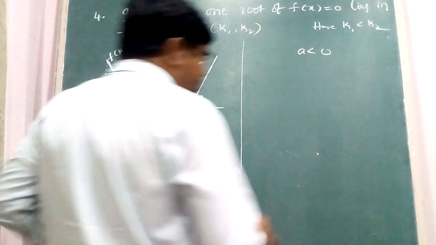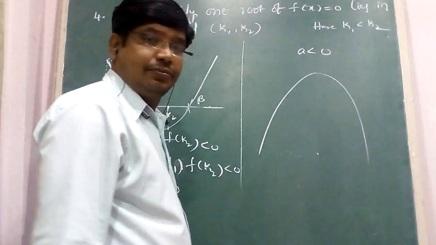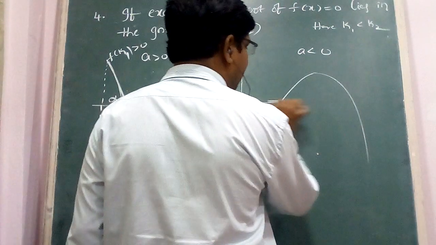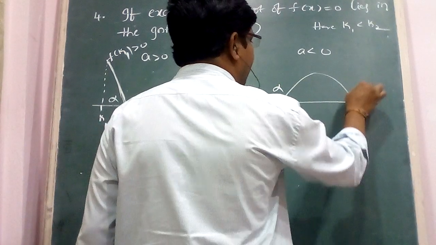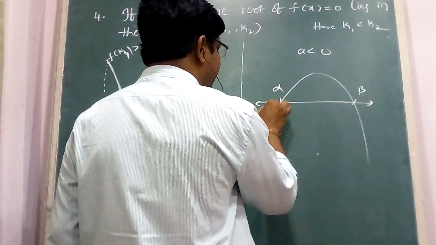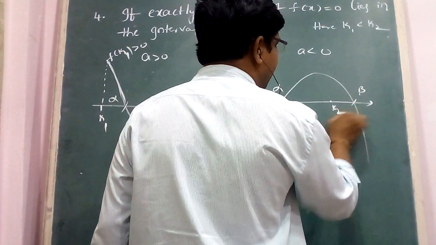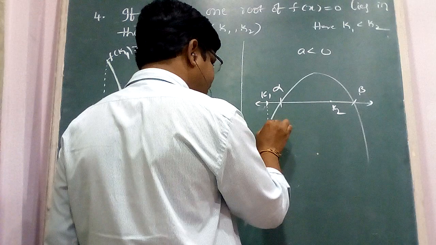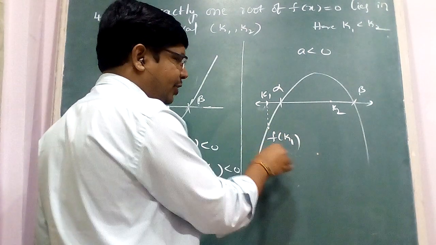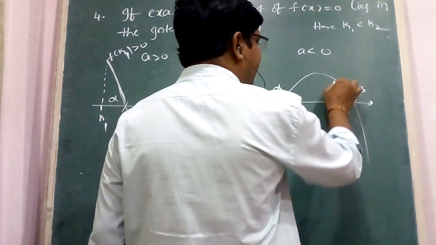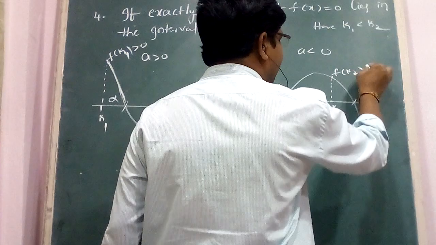Next one. Suppose a value less than 0, downwards graph. Alpha, beta you can take here. Here you can take k1, here you can take k2. This is f of k1 value, below the x-axis, negative. And f of k2 at the point k2, the f of k2 value above the x-axis is positive.